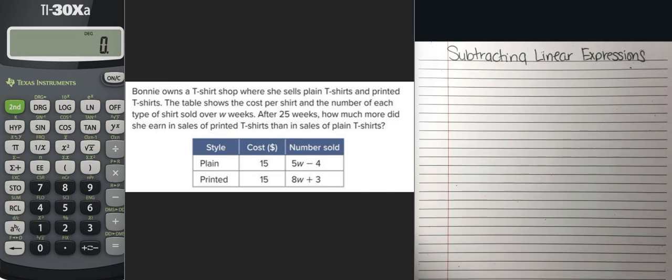All right, so in this example, what we're going to do is apply our understanding of subtracting linear expressions to a real world problem. So we have Bonnie that owns a t-shirt shop, and she sells plain t-shirts as well as printed t-shirts. The table shows the cost per shirt and the number of each type of shirt that sold over W weeks. After 25 weeks, how much more did she earn in sales of printed t-shirts than she did of selling plain t-shirts? Okay, so the first thing I want to do is just write down what we have.